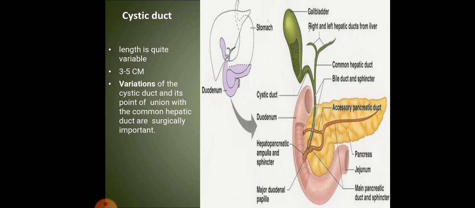Then this is the cystic duct. Its length is quite variable, from 3 to 5 centimeters long, and variations of the cystic duct and its point of union with the common hepatic duct are surgically very important during cholecystitis and cholecystectomy.